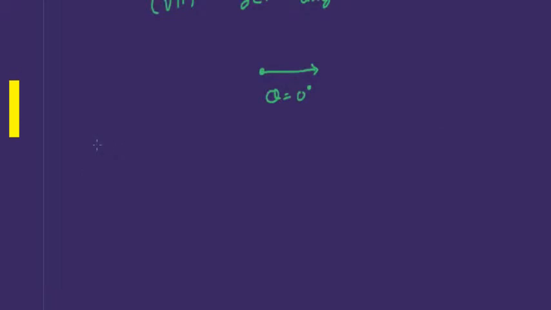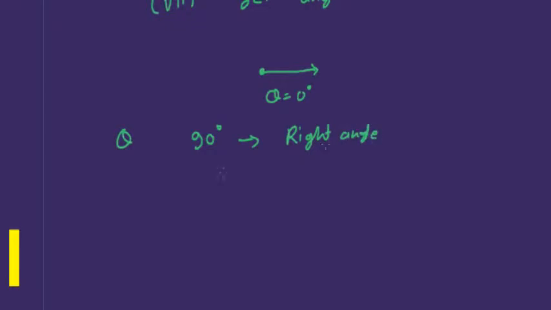Let's say if I ask you to name the angles according to their measurements. What do you call a 90 degree? 90 degree is called a right angle. What do you call a 125 degree? Since it is greater than 90 degree but less than 180 degree, we can call it an obtuse angle.